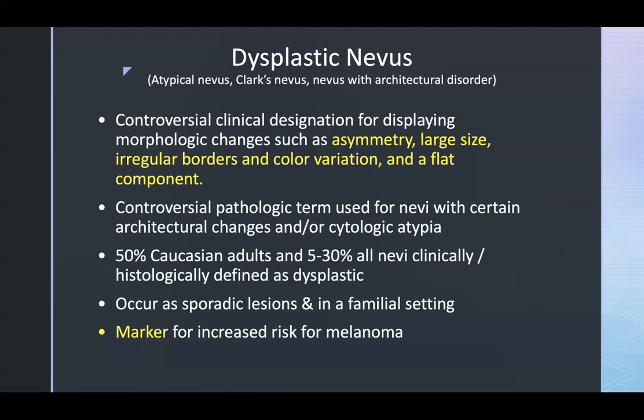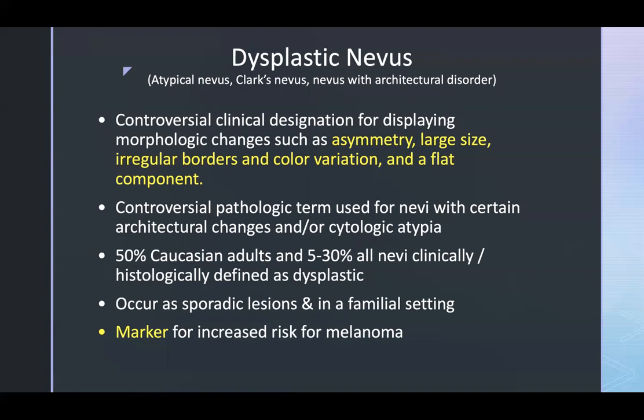50% of Caucasian adults and 5 to 30% of all nevi clinically or histologically are defined as dysplastic. Again, usually dermatologists are not going to biopsy something unless they think that it shows some type of clinically worrisome feature, and that's why you get a lot of dysplastic nevi on the biopsies. It's hard to sometimes tell between an early evolving melanoma in situ and a dysplastic nevus clinically, so it's just important to biopsy when there's any doubt.